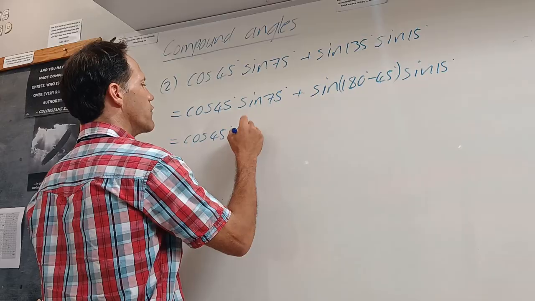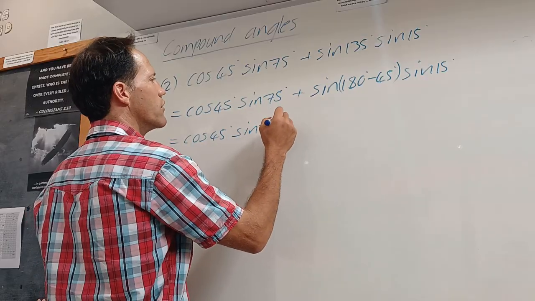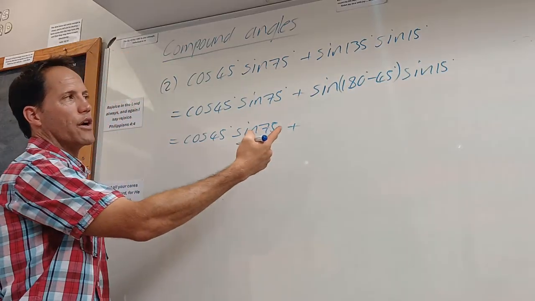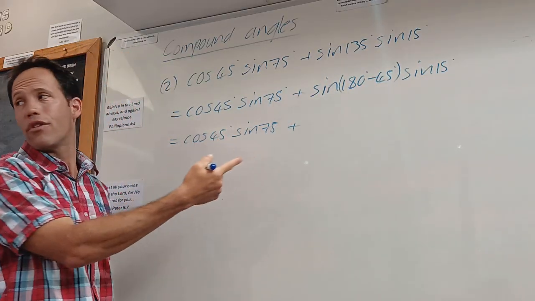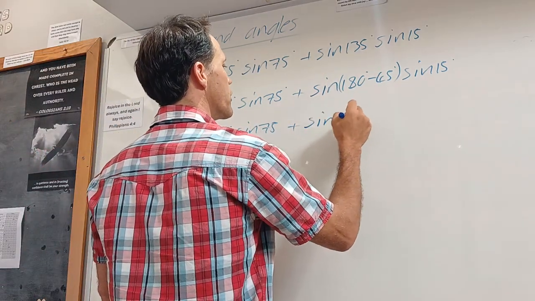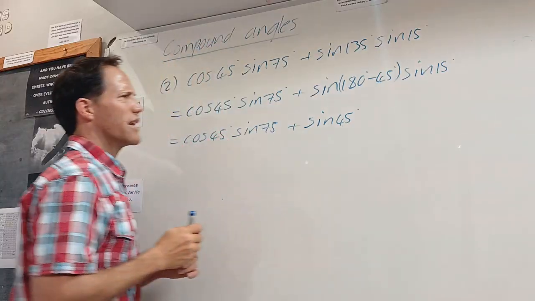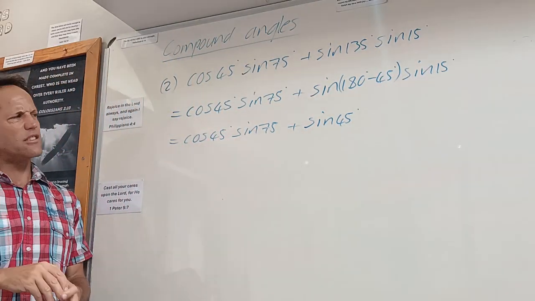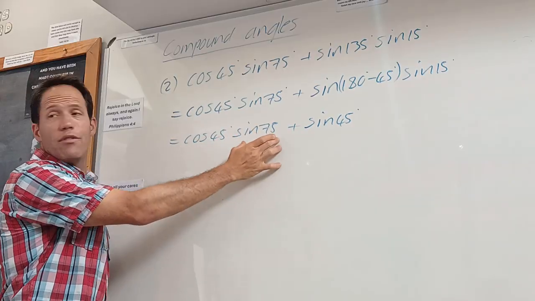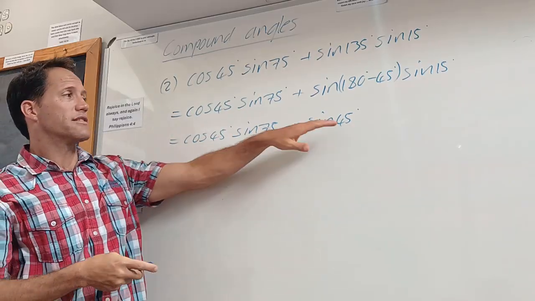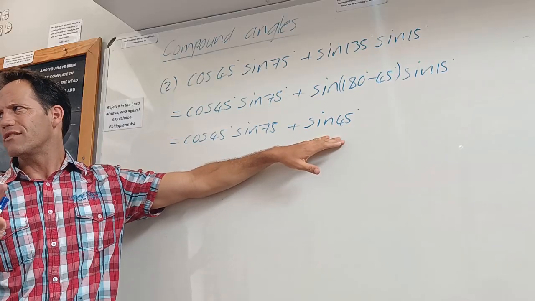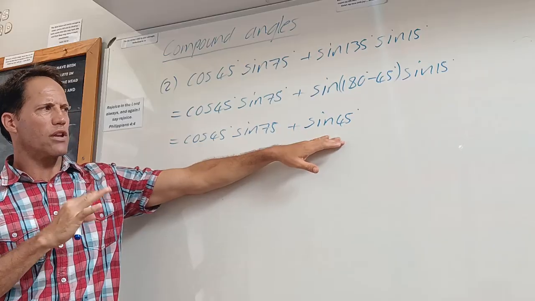Cos 45, sine 75, plus, and now this one, sine 180 minus 45 is the second quadrant, so it becomes sine 45. Okay, so this one becomes sine 45, and now before we write sine 15 again, let's just check what is going on here. We've got a cos 45, sine 75, and now we've got a sine 45. So if you think of the four identities, which one is it starting to look like?